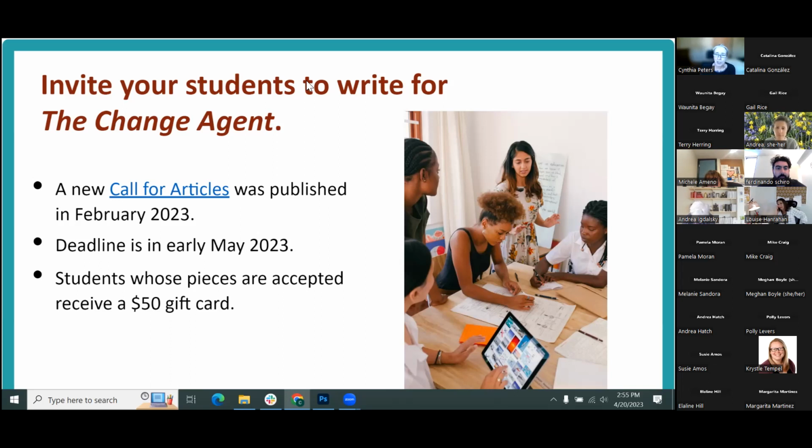It's totally wide open. Anything that our students have had to face where they felt like they learned something that's worth sharing. So that is our current call for articles. Those articles will be published in a series of three issues that will come out during the next school year, and students whose pieces are accepted receive a $50 gift card.